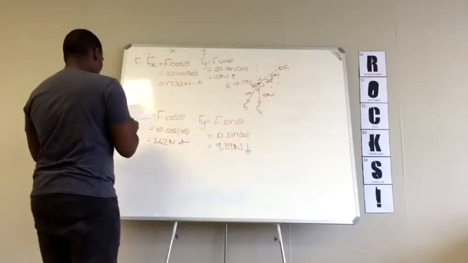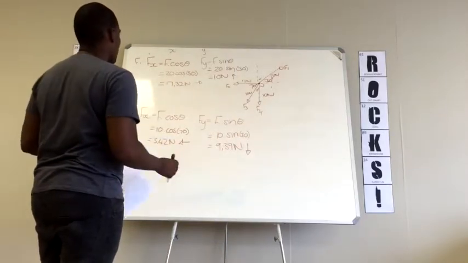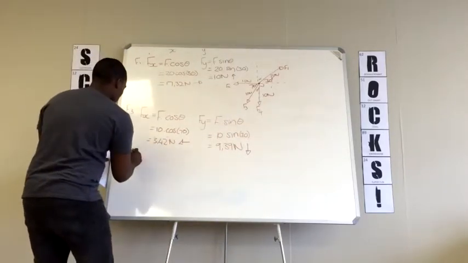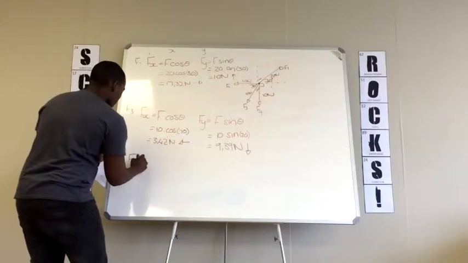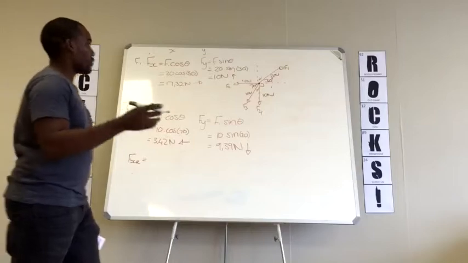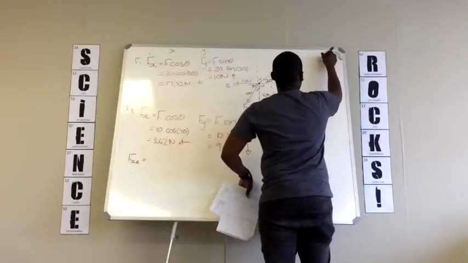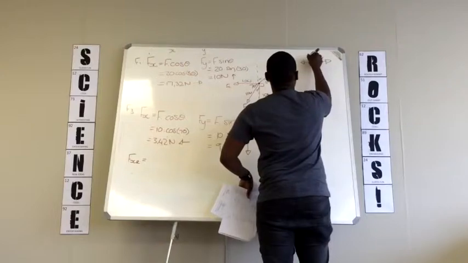The next part, what we need to do is find the magnitude and direction of the resultant of my system. So I'm just going to say Fx, now it's my resultant of Fx. So I'm going to add up all the x values. At this point, let me pick a sign convention. I'll pick my favorite. Right is positive, left is negative.